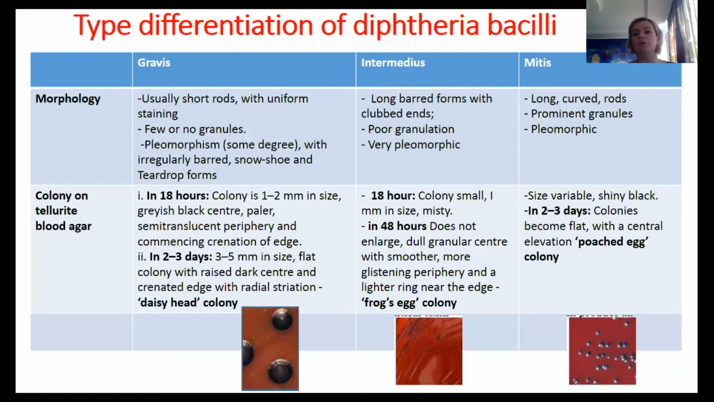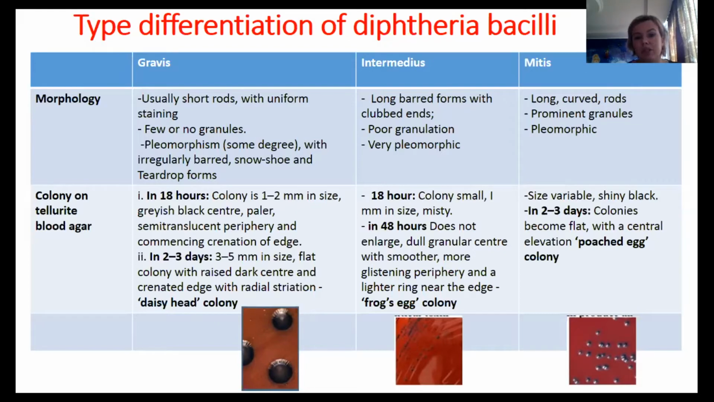Mitis are long curved rods with prominent granules, and pleomorphic. Colonies on tellurite blood agar after 18 hours of incubation: gravis forms are very small, 1 or 2 millimeters in size, with a grayish-black center. After 2 or 3 days, the colonies grow in size, and we can describe them like daisy head colonies.